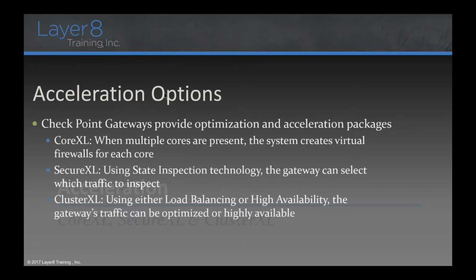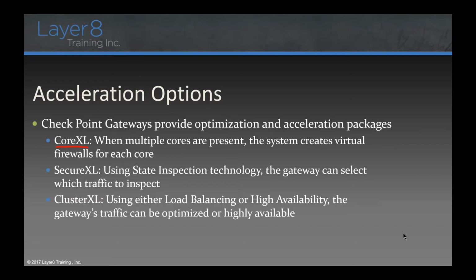We've got Core XL, Secure XL, and Cluster XL. Each one of them provides a specific functionality within the system to allow us to accelerate the traffic. Core XL is dealing with gateways and security management servers, for that matter, that have multiple cores present. So this is part of the big 3 XL optimization. So with Core XL, we're looking at a gateway that has multiple cores on the actual system.